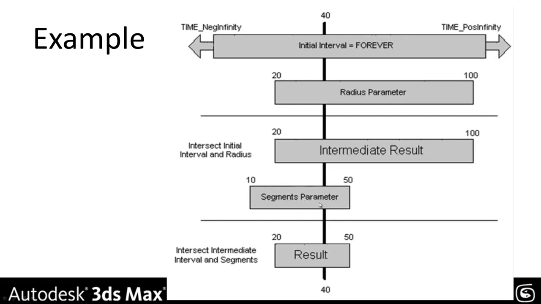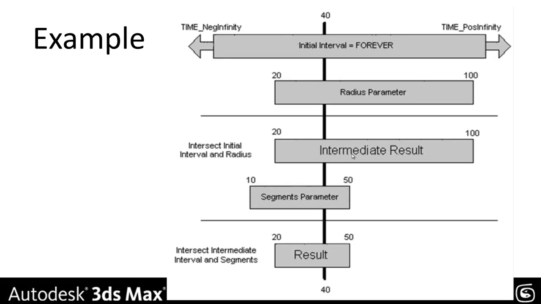Okay, so the interval is computed by first intersecting an initial interval of forever with the radius parameter. Forever includes time from negative infinity to positive infinity. That's what forever means. So we intersect those two, and the intermediate result is from 20 to 100. That's when the radius parameter can be changed.